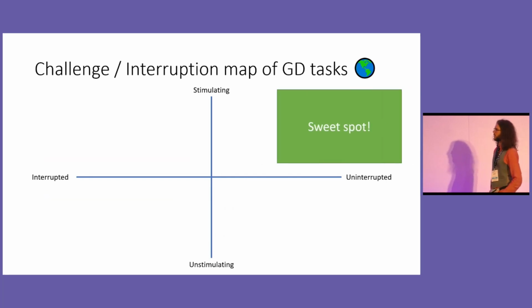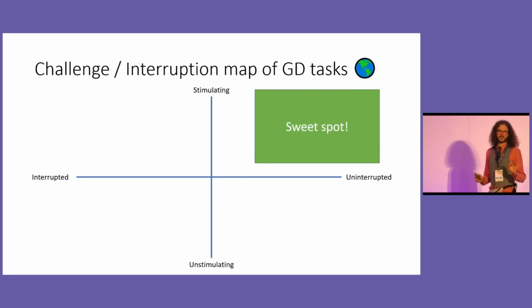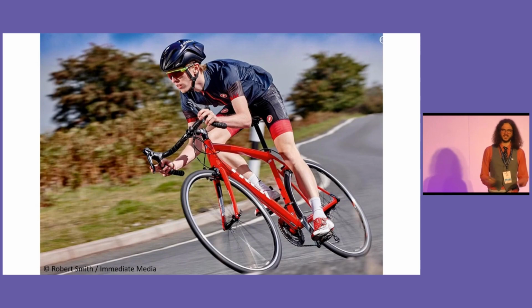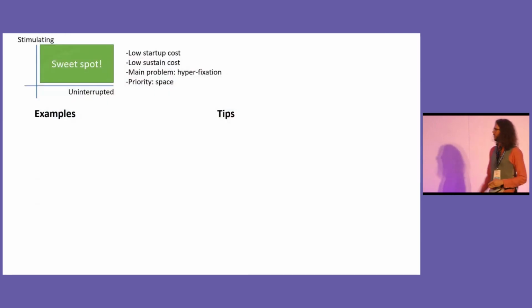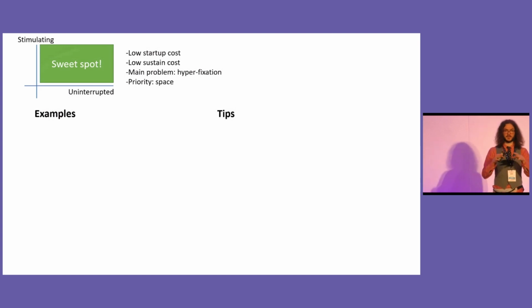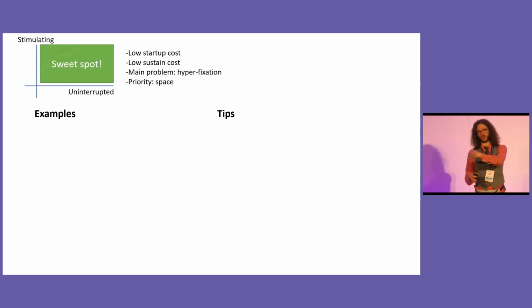So starting with the best one, what I call the sweet spot. Stimulating, uninterrupted work, very much like biking downhill. I don't need to tell you how to bike downhill. It's like, that's fun. You're always going to choose that if you had to choose from biking. So basically, low startup costs, low sustained costs. You want to get into this work. You're happy to keep doing it. And your main problem here is actually going to be hyperfixation. So having something in your mind that you need to finish before you can stop working.